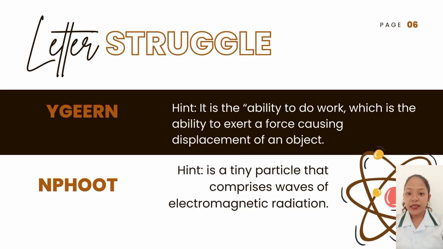Third jumbled letter. It is the ability to do work, which is the ability to exert force causing a displacement of an object. Yes, it is energy. Fourth jumbled letter. It is a tiny particle that comprises waves of electromagnetic radiation. That's right, it is a photon.